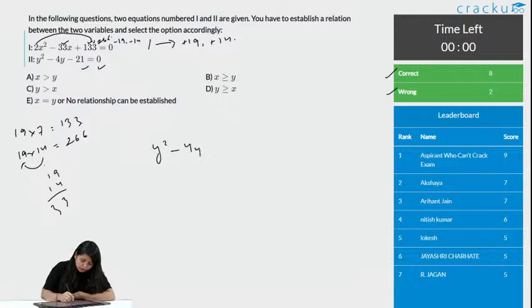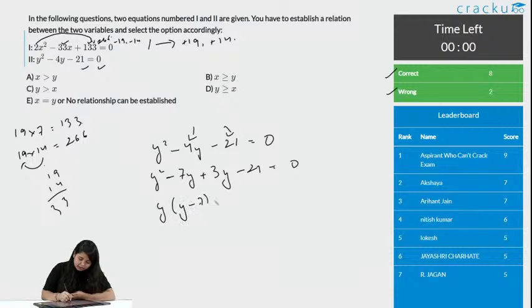y square minus 4y minus 21 is equal to 0. So, when you see this, what are the factors you want to get? You need a product of this, and on addition and subtraction you need to get this. So, it is 7 into 3, 7 3s are 21, and you subtract 7 and 3, you get 4. So, this is y square minus 7y plus 3y minus 21 is equal to 0. When you take y common, you get y minus 7 plus 3, I am taking 3 common again, and this is y minus 7 is equal to 0.